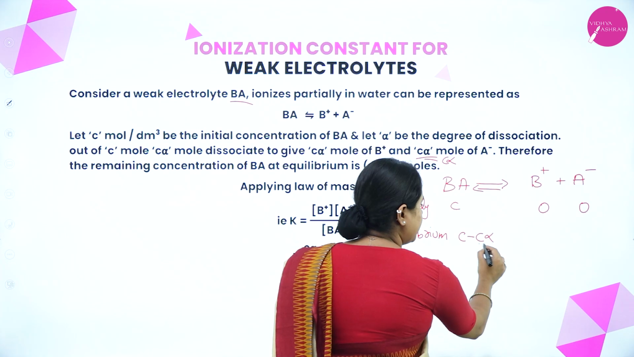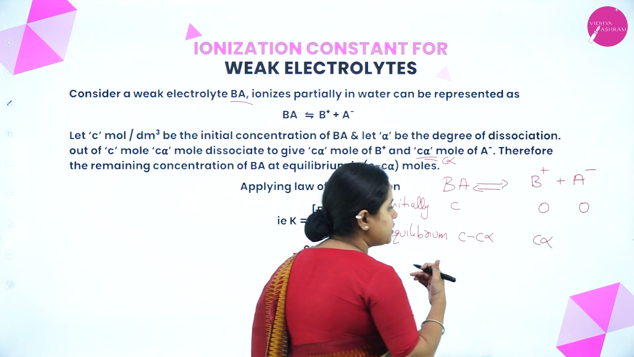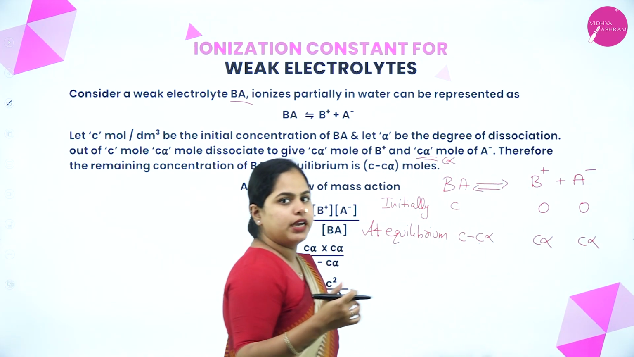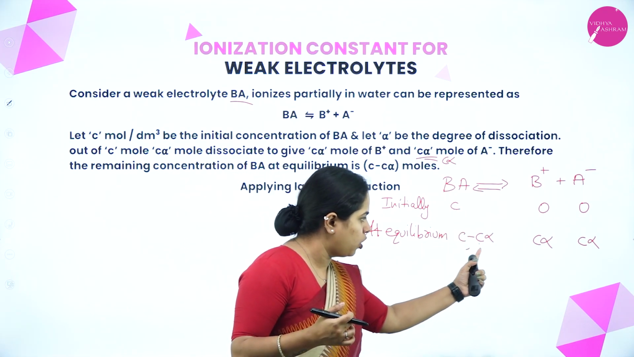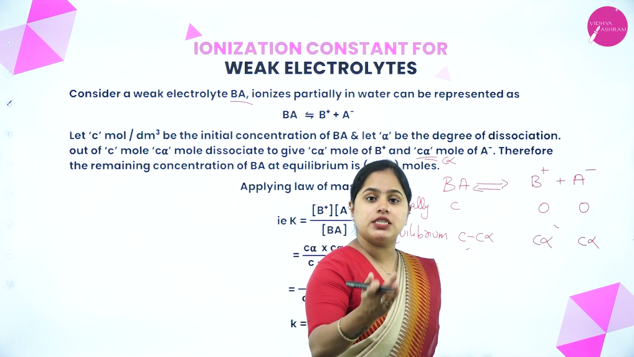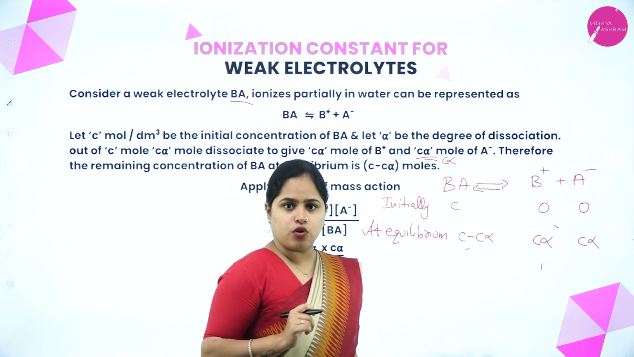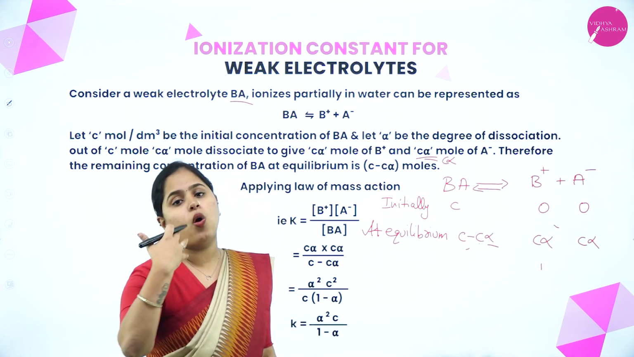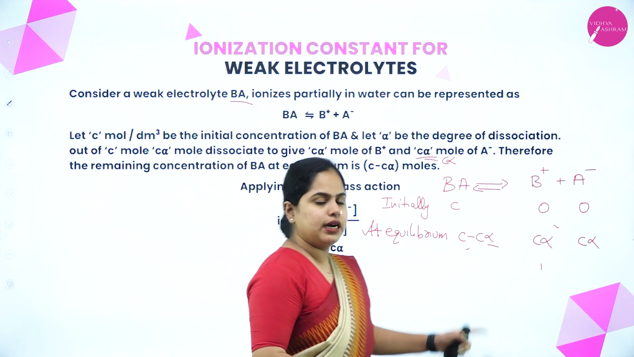So whichever quantity is reduced here, also C alpha will be the concentration of B plus form, and C alpha will be the concentration of A minus form. Initially it was C, alpha reduced, so now the concentration is C minus C alpha. Initially it was 0. How much has it increased now? By C alpha. So I hope till here is clear. C stands for concentration and alpha stands for the degree of dissociation. That means to what extent the dissociation process has taken place. So I hope till here it is clear.